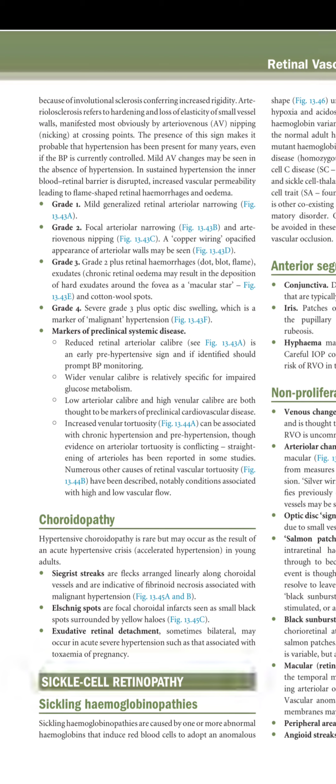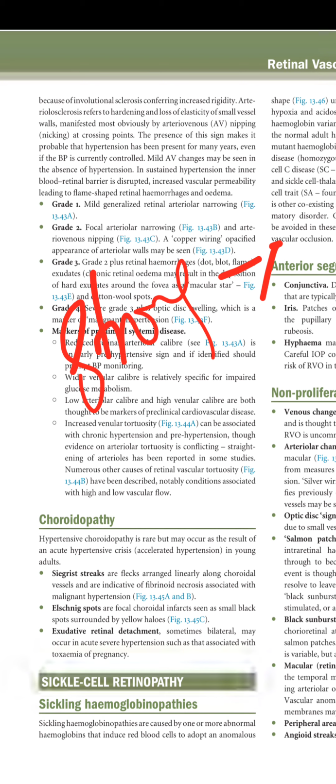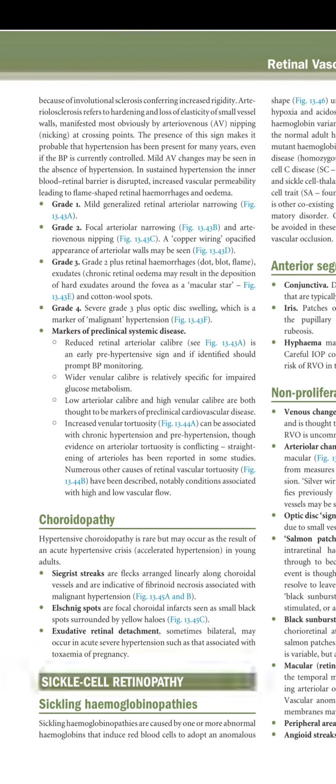absence of the hypertension. In sustained hypertension, the inner blood retinal barrier is disrupted, with increased vascular permeability, leading to the flame shaped retinal hemorrhage and edema. So whenever there is a very strong hypertension, or hypertension is persistent for a very long time, it can lead to the blood retinal barrier disruption. It can cause increased vascular permeability, leading to the flame shaped hemorrhages.